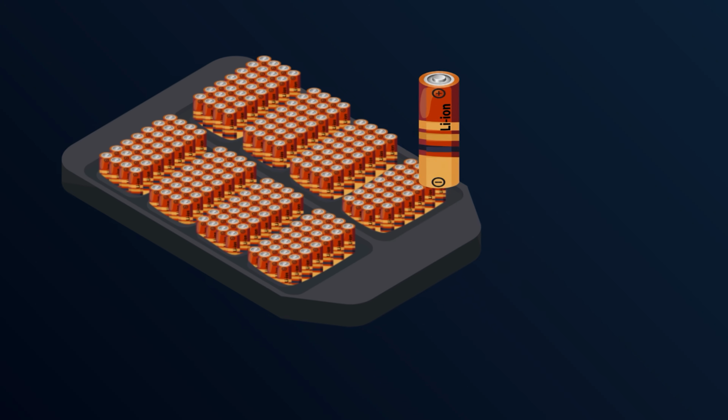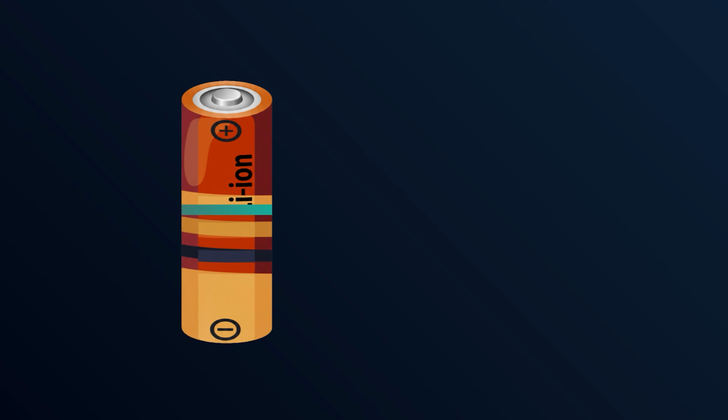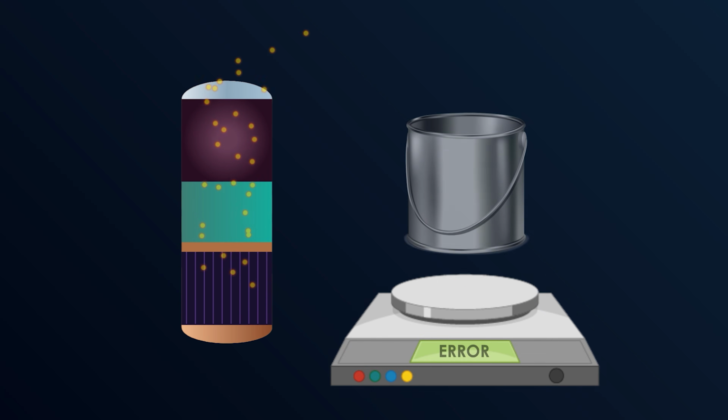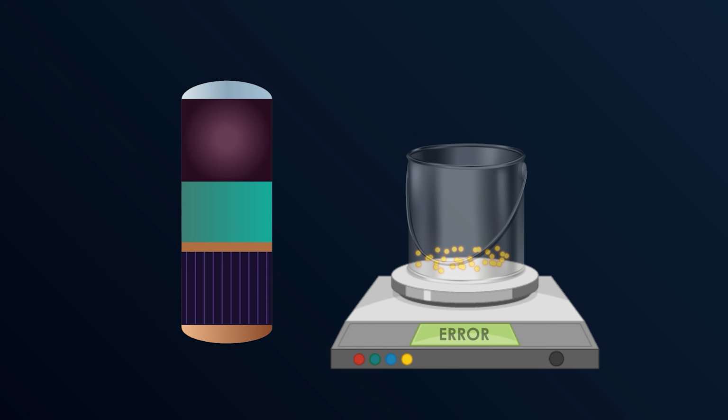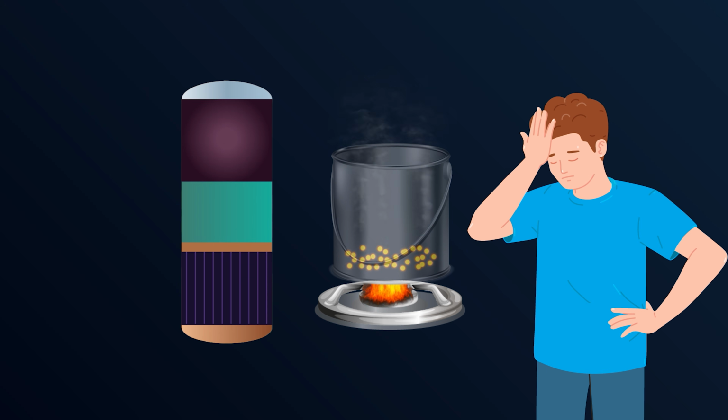But a battery is what we engineers call a black box. We can look at this cell right here. Can we see the electrons? No. Can we weigh them? Absolutely not. Can we hear them? Well, only if the electrolyte starts boiling, and by then it is way too late for us to be asking any questions.